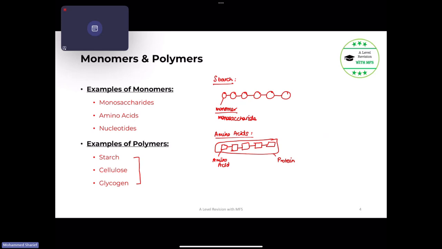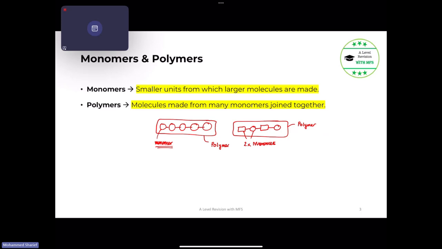Okay, so far what we've looked at is what monomers and polymers are. Monomers are small units from which larger molecules are made. Polymers are molecules that are made from many of these small repeating units which are joined together. We've had a look at some examples of monomers. So we've got monosaccharides, amino acids, and nucleotides, and we've got some examples of polymers, such as starch, cellulose, and glycogen.